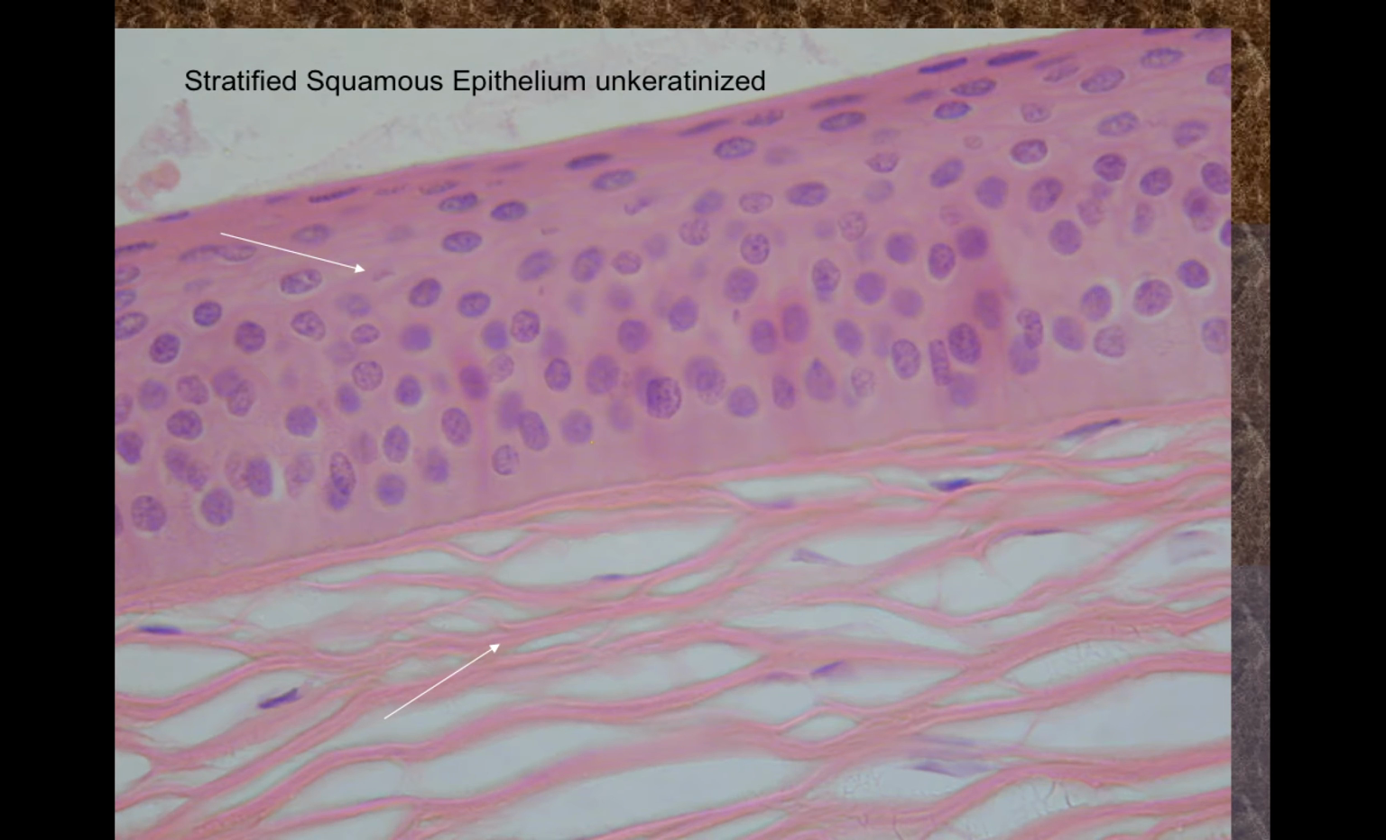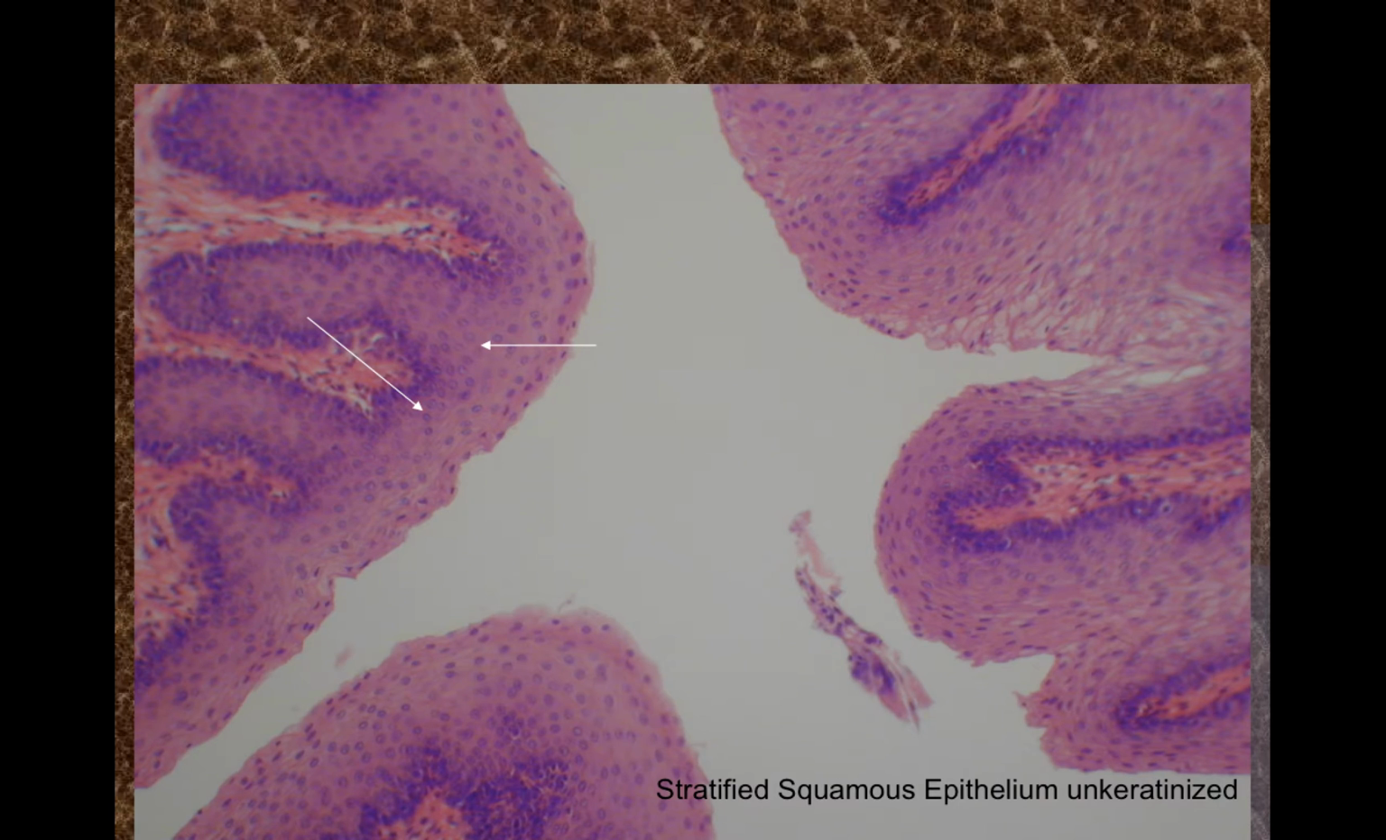All right, stratified squamous epithelium, unkeratinized. Here we have an example of a tissue that is flat on the top, and we don't care what it is down here. It's flat on top, and as a result, we're going to call this stratified squamous. Notice that it's multiple layered, right? Multiple layers here, so not single layered, and flat on the surface.